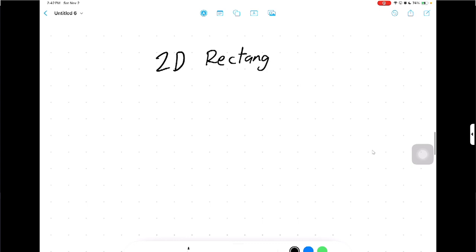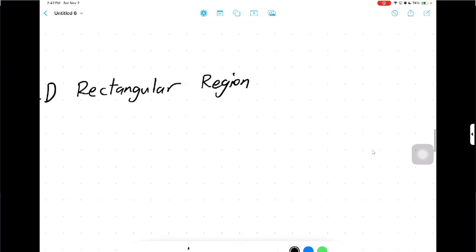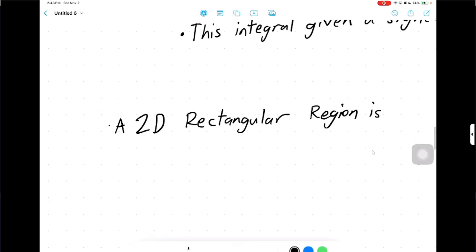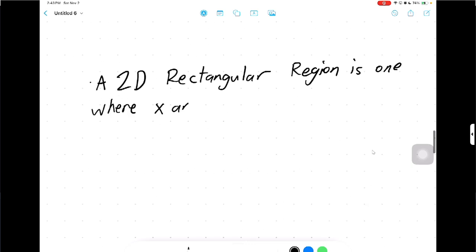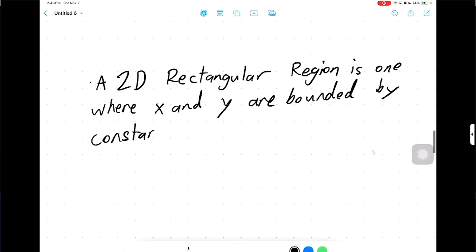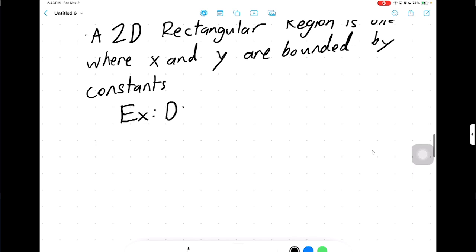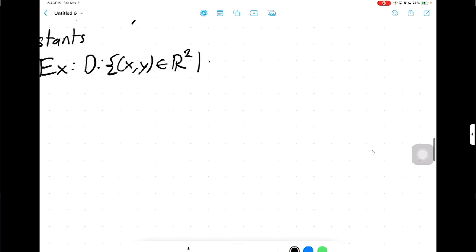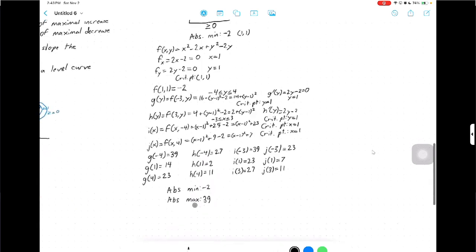And then finally it says be able to integrate f(x,y) over a two-dimensional rectangular region. So a 2D rectangular region is one where x and y are bounded by constants. An example of such a region is this region, which is all the points such that -3 ≤ x ≤ 3, -4 ≤ y ≤ 4. This is the same region we had earlier for that really bad absolute value problem.